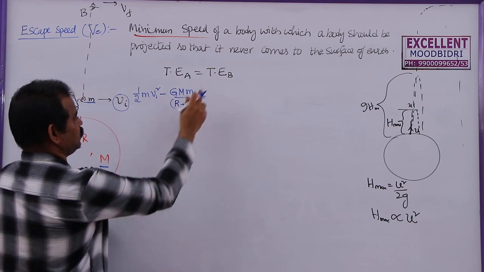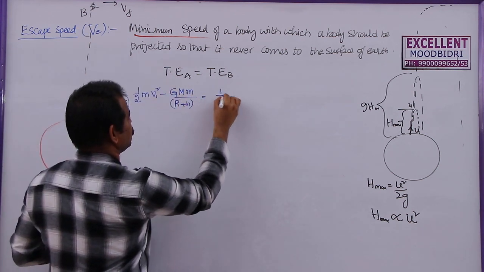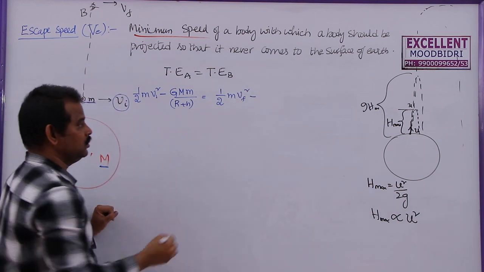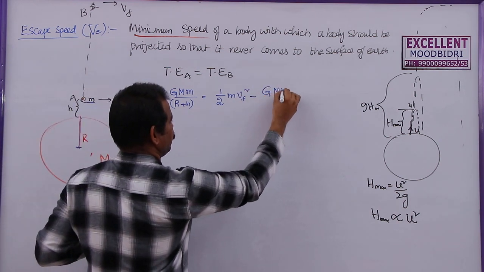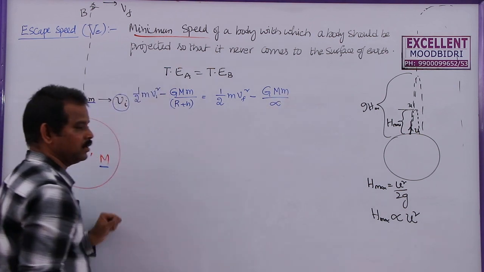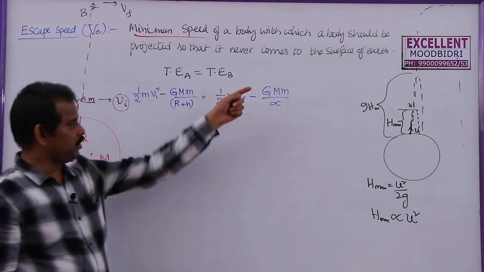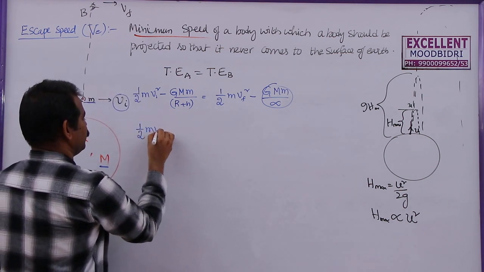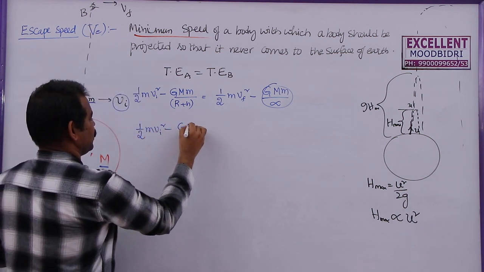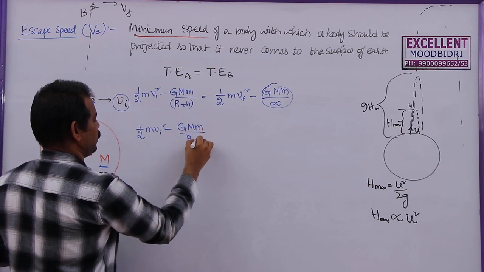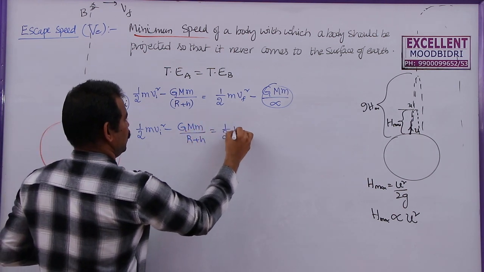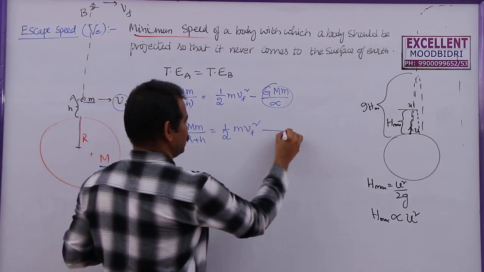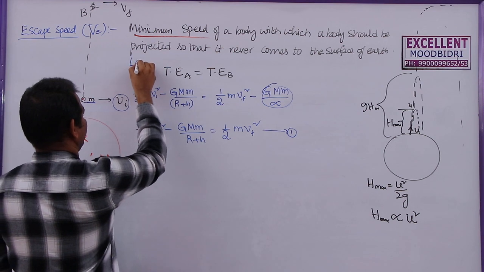Now, what is the total energy at infinity? This is half m v final square minus G M m by, let us say, infinite distance. Now something divided by infinity is always 0. So now I write: half m v_i square minus G M m by r plus h is equal to half m v_f square. This is expression 1 by using the law of conservation of energy.